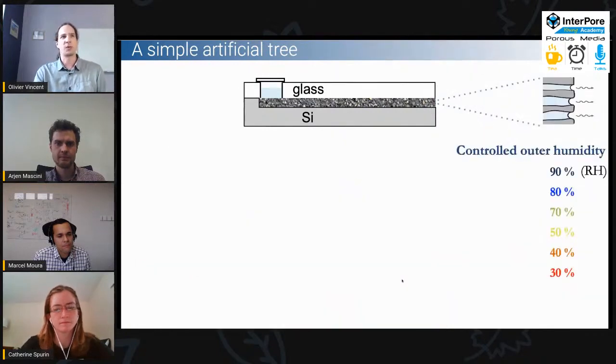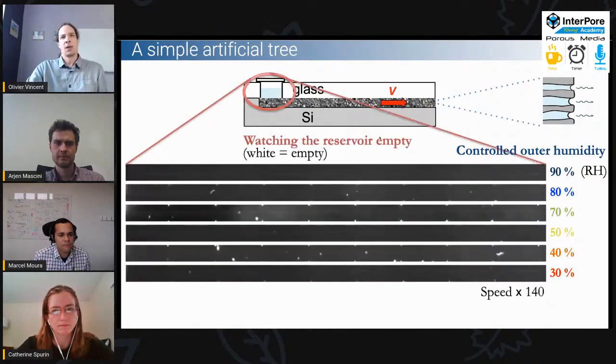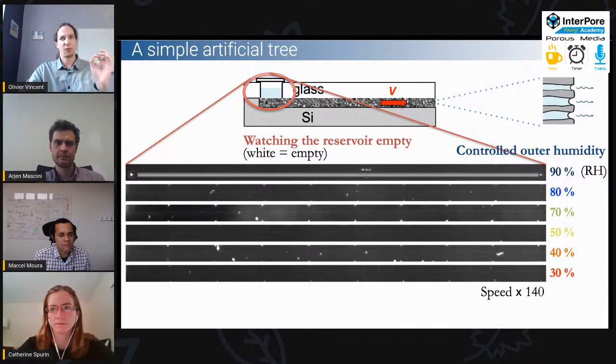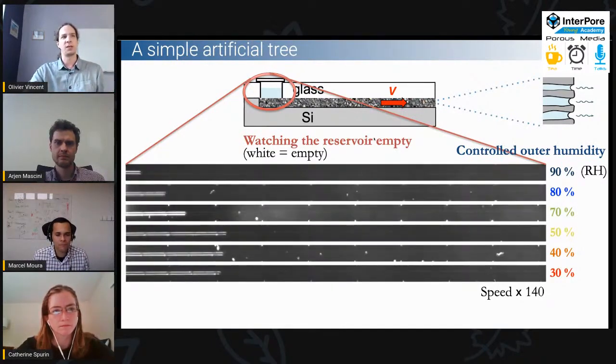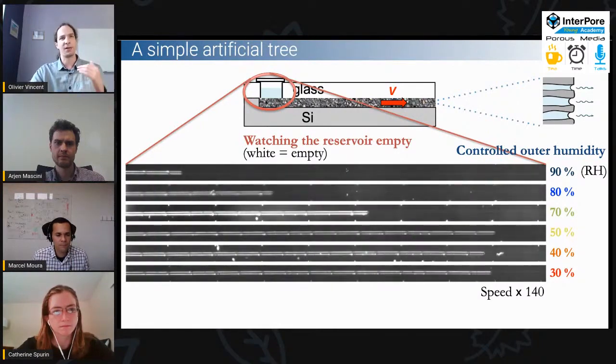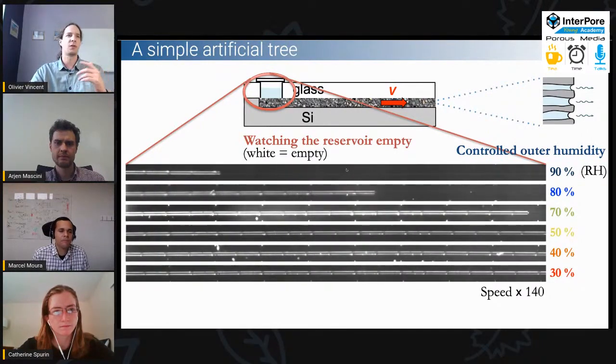We can do experiments with this type of structures by just filling them with water, leaving them in some environment with controlled humidity, and looking at what happens. What I show here, every line is an experiment with a different level of relative humidity that we impose on the system. And what we see on each line is the reservoir itself. It's a long channel, and when we do the experiment, we see it empty. Of course, at different levels of relative humidity, we see that the reservoir empties more or less quickly, meaning there's more or less flow in the system.